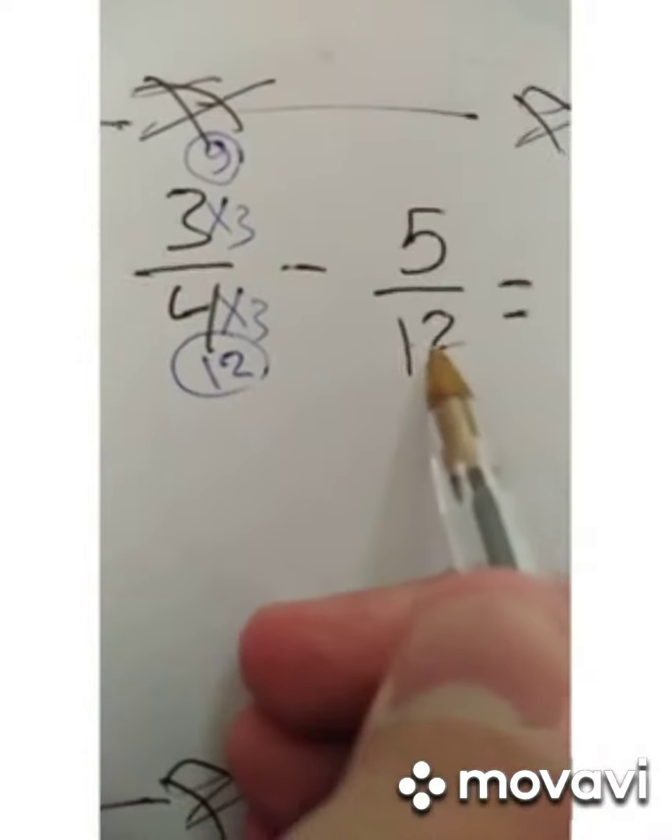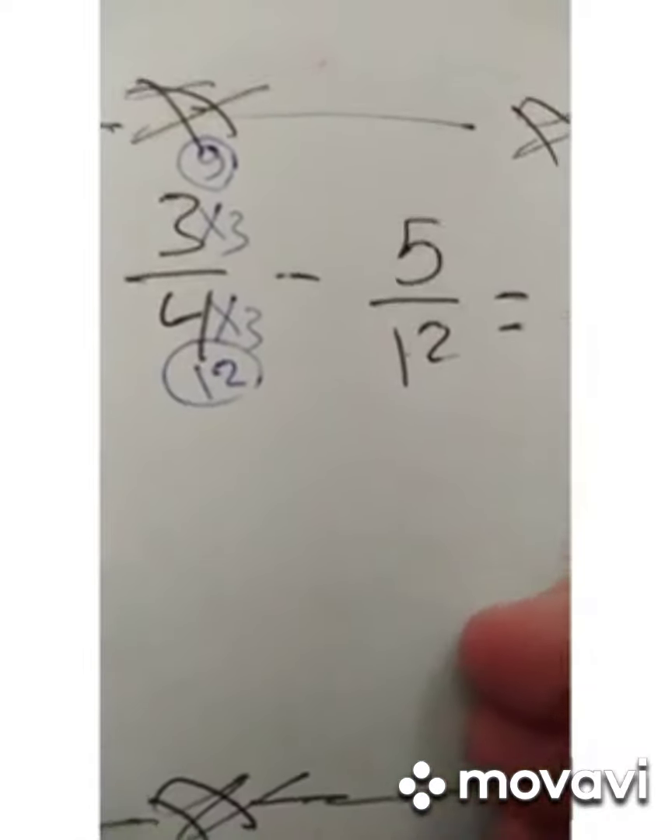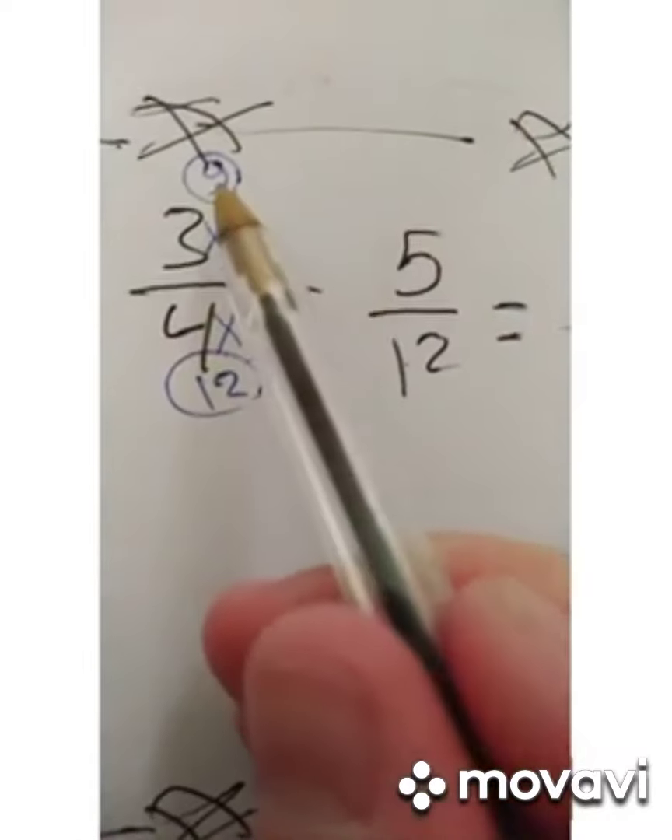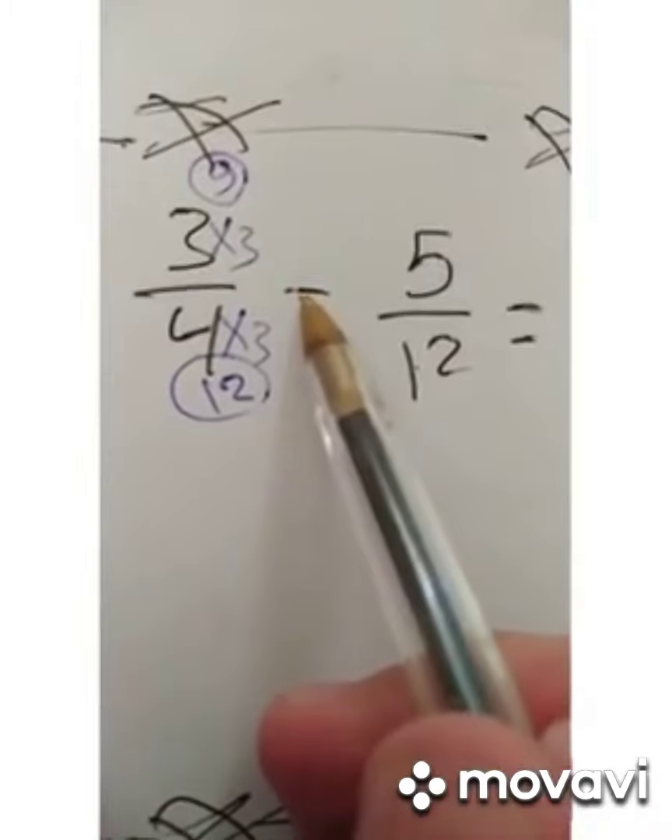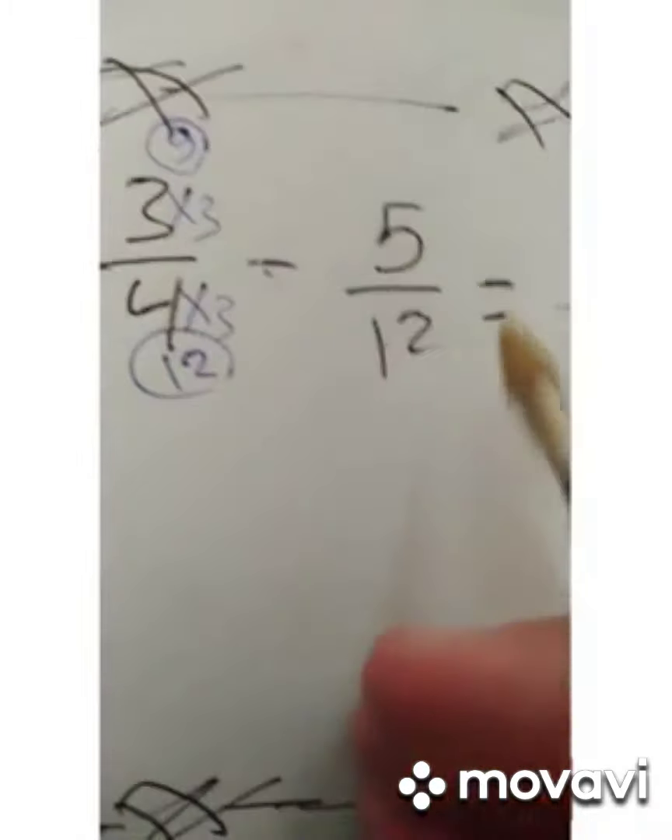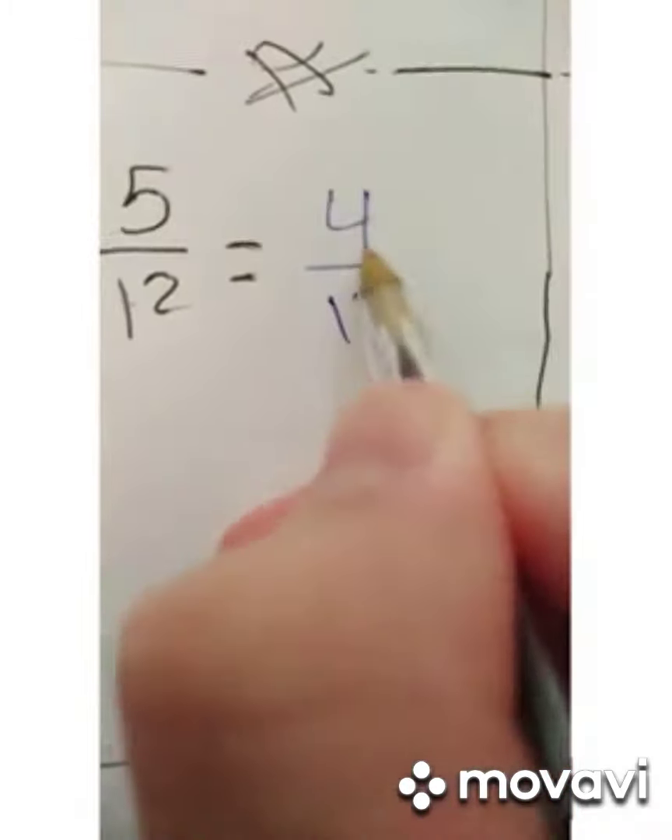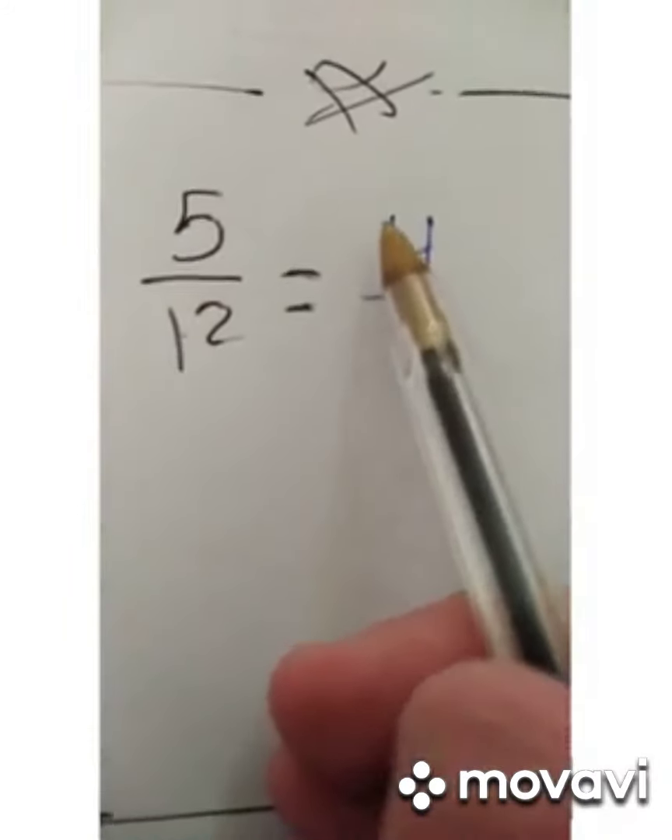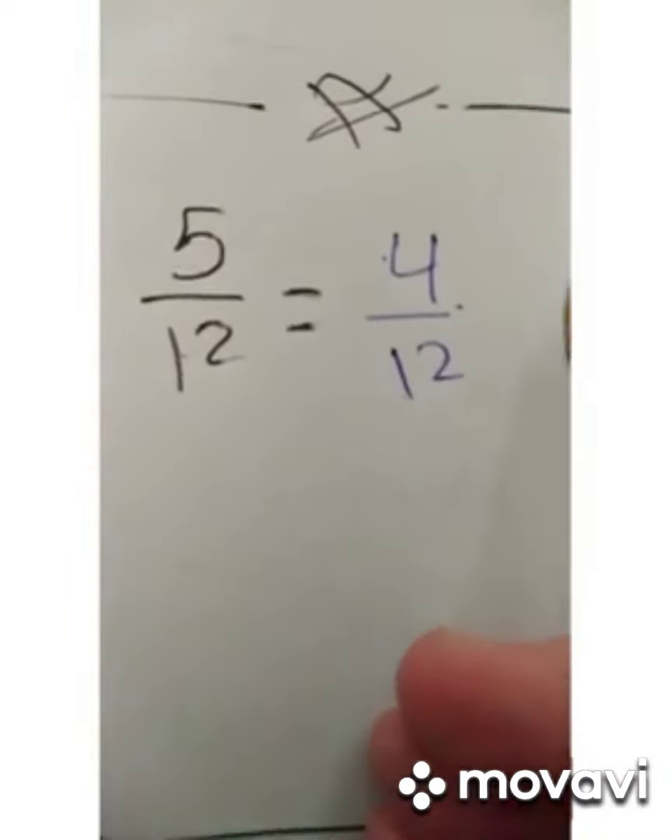Then now we have the same denominator. So put 12 now, and subtract. Pay attention, we subtract. Okay? 9 minus 5 equals 4. So our fraction is what? 4/12. Is it in simplest form?